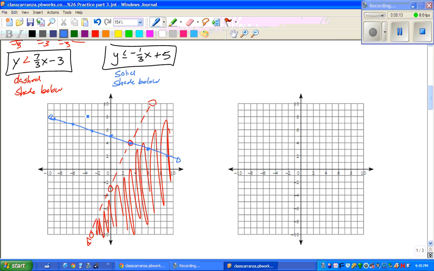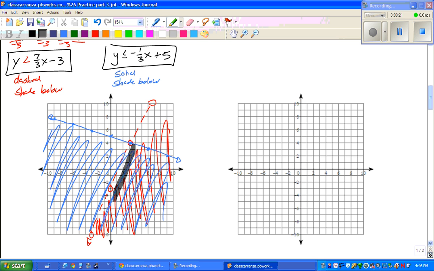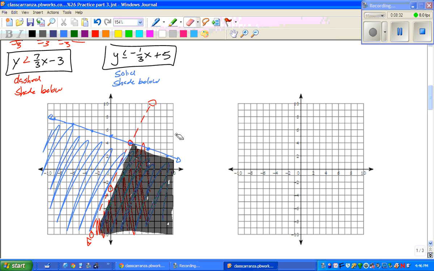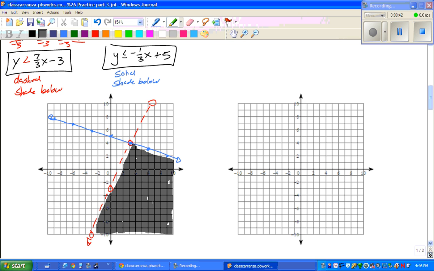Okay. And now I have to shade below that. And so the point where they come together is all right in there. Okay, and then you lightly erase your other marks. Okay, there you go. And I'll color mine in so it looks all nice and pretty.